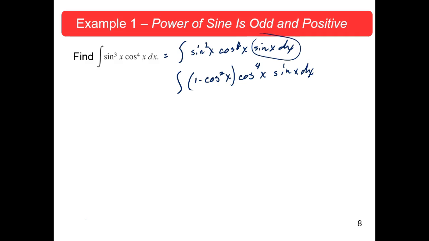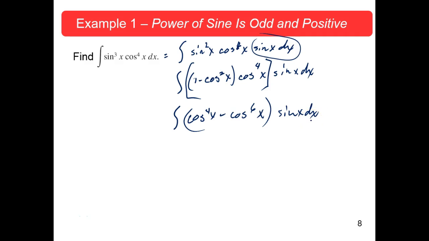Now, let's just take these two and mix them together. This will be the integral of what? If you multiply just these two together, what do you get? Cosine fourth x minus cosine 6x, times sine x dx.